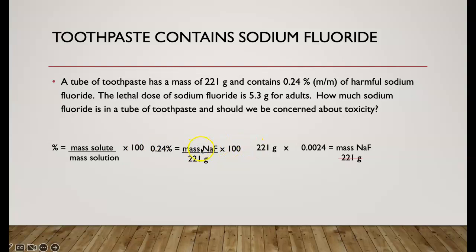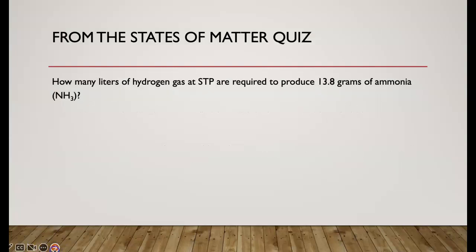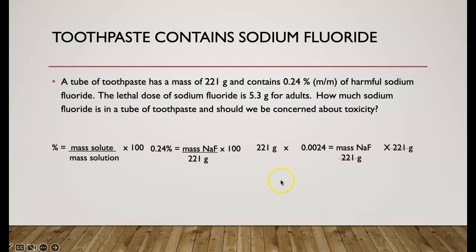Is the mass of NaF over 221. Then multiply each side by 221. And that's going to cancel out. And so simply by having 0.0024 times 221, I come up with 0.5304.